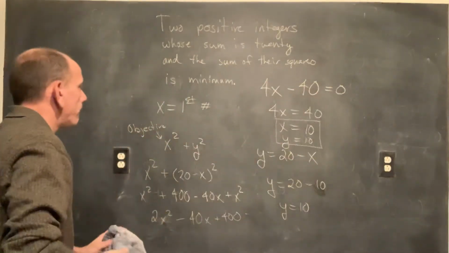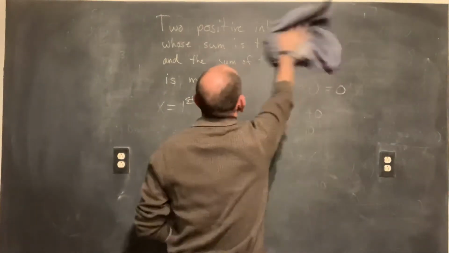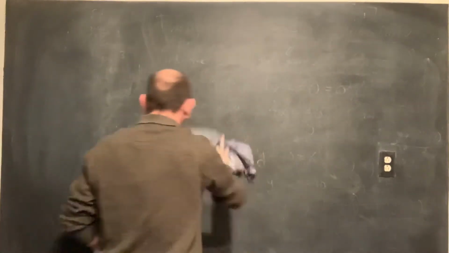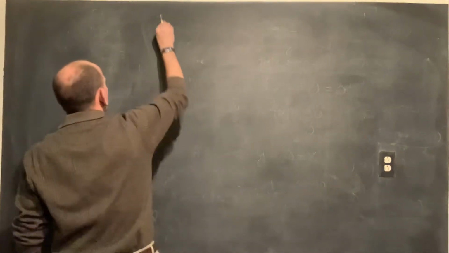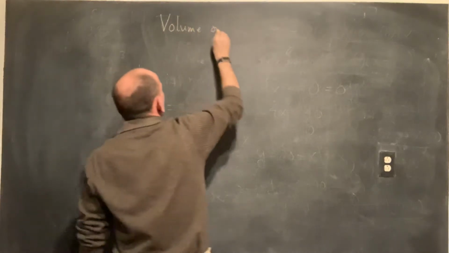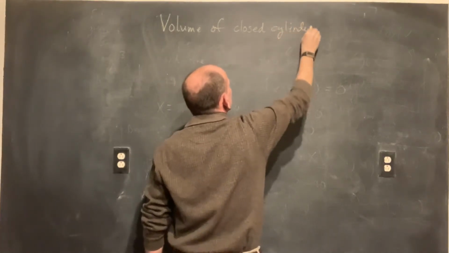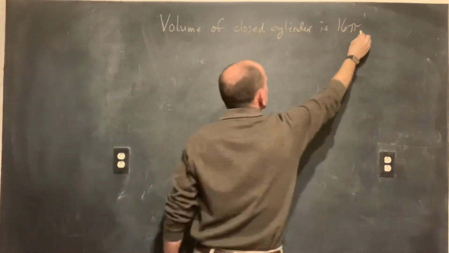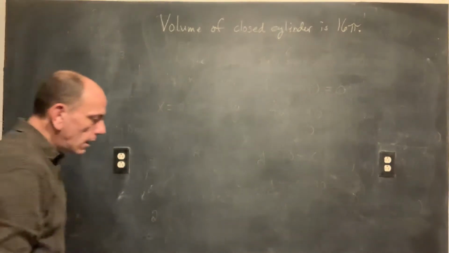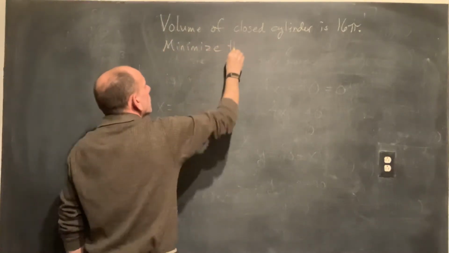All right, let's try another one. Let's say we have the volume of a closed cylinder is 16 pi. So the volume of a closed cylinder is 16 pi. Minimize the surface area.